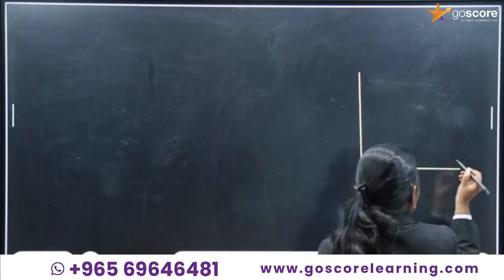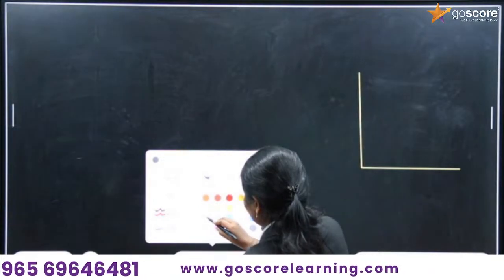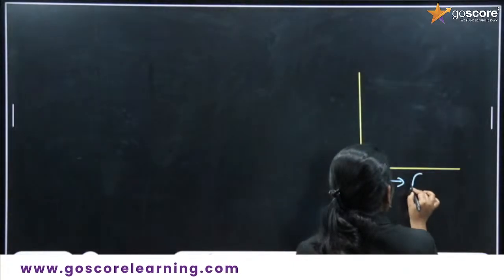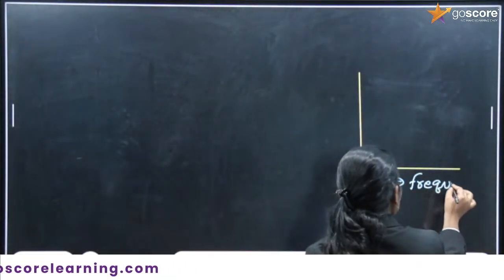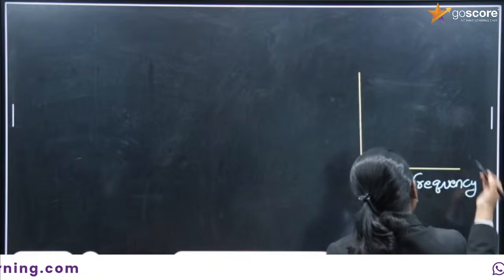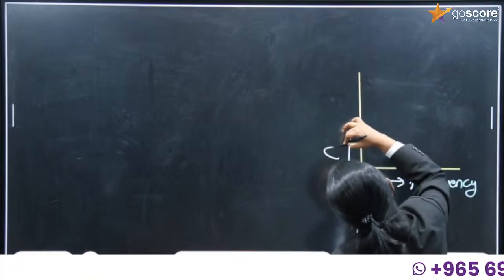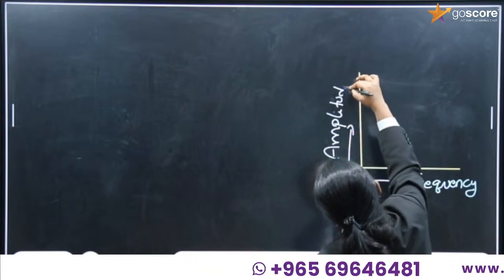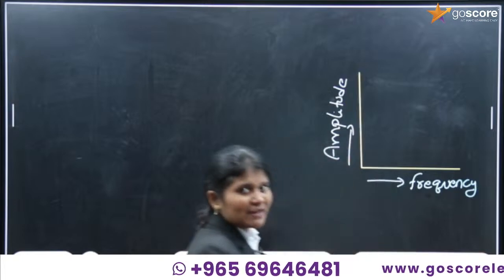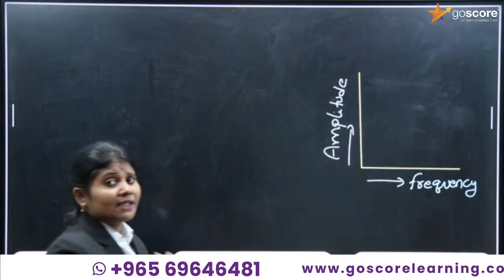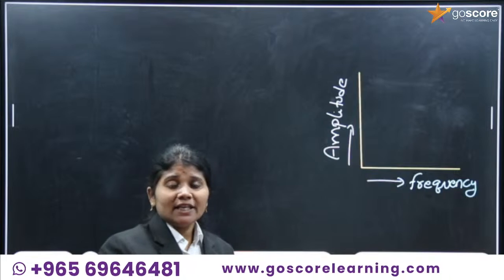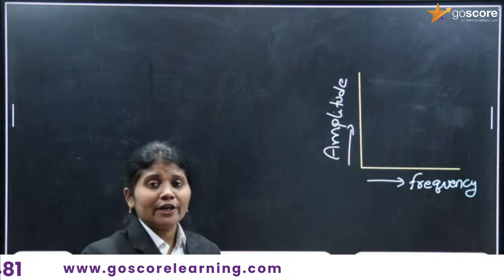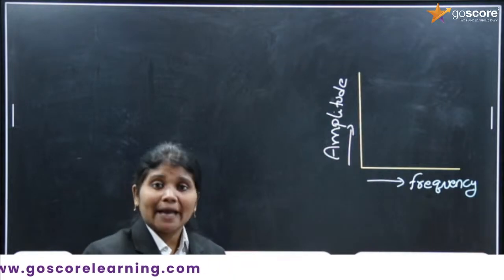I am considering frequency on one axis and amplitude on the other. This is the resonance frequency diagram. Where are we getting the maximum amplitude, guys? When XL is equal to XC, at that point we are getting the maximum amplitude.